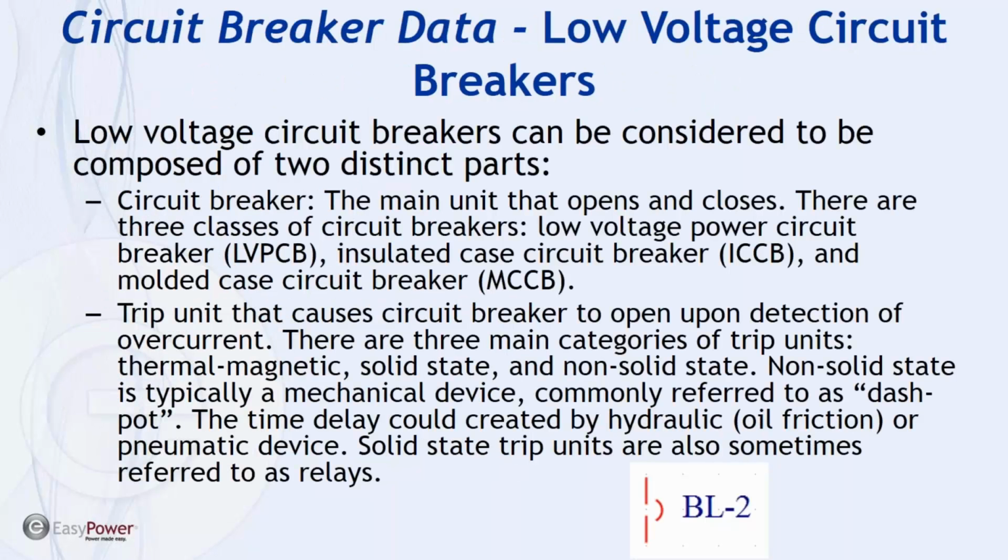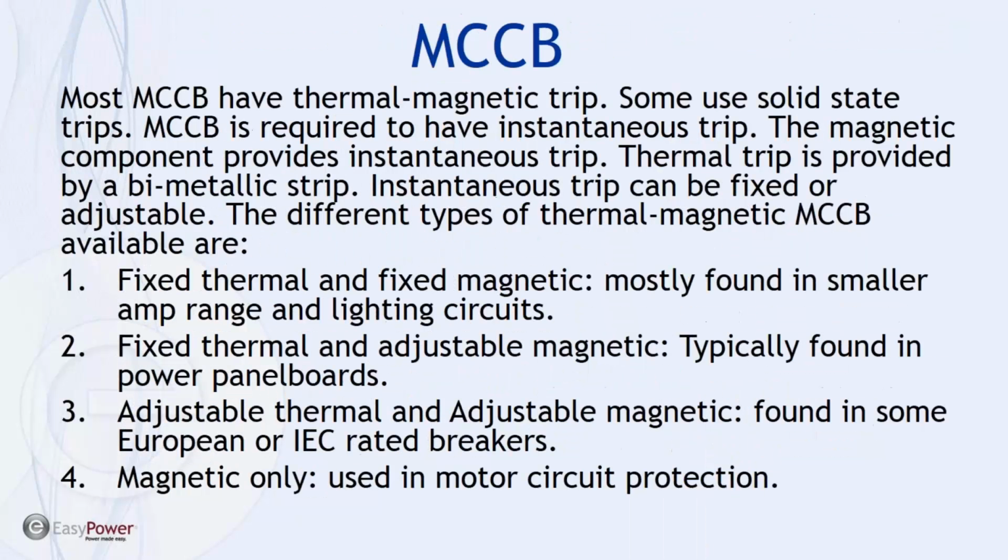Low voltage breakers are actually two different types or two different parts. One is the breaker itself, and there's ratings that need to be recorded there. But then the trip unit that causes the breaker to open can be one of several types, specifically thermomagnetic, solid state, or non-solid state, all of which your data collection people need to be familiar with, the alternatives or the potential types that you have in your plant.